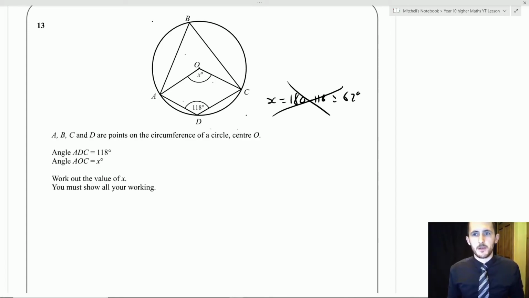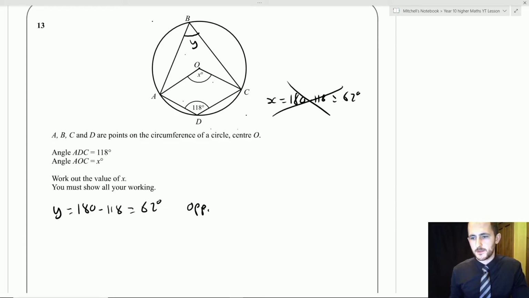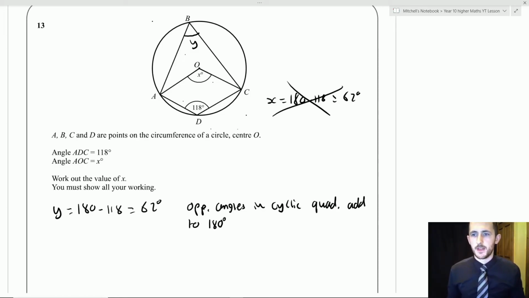Work something out. Well, I can work out this side for the reasons I just said, right? So y is equal to 180 minus 118. And it doesn't say to write your reasons, but I'm going to write my reasons. I'm just going to say that opposite angles in cyclic quadrilateral add to 180. Okay, so far so good.